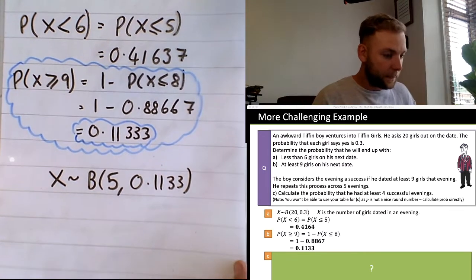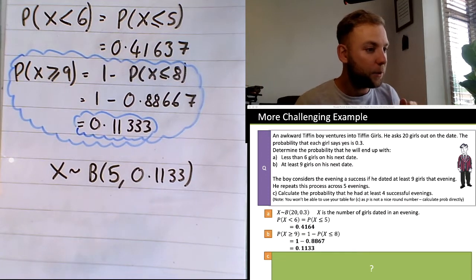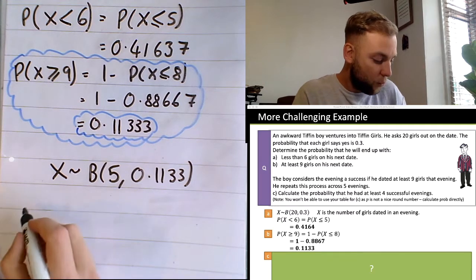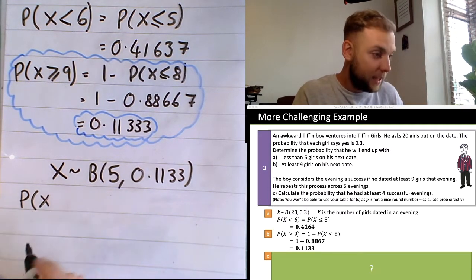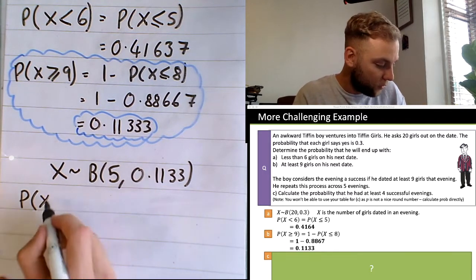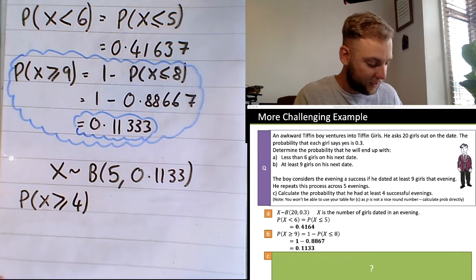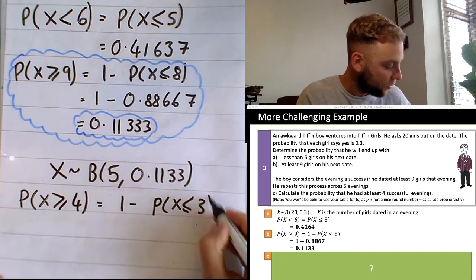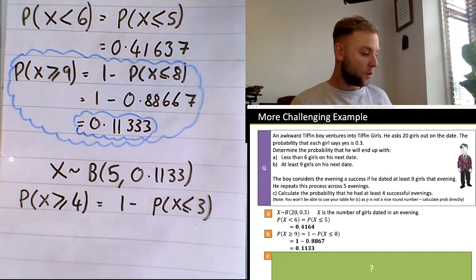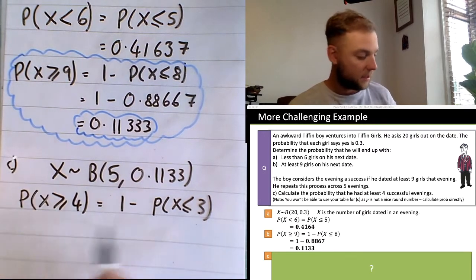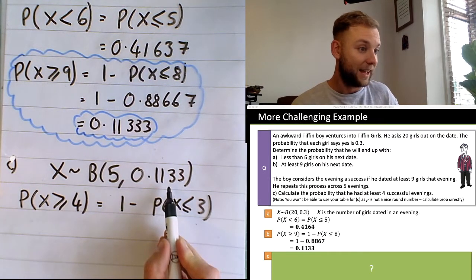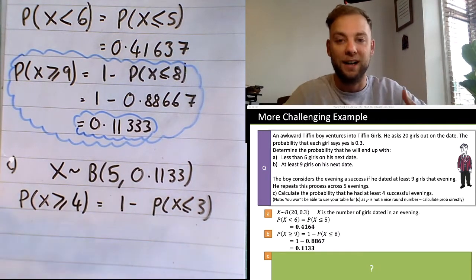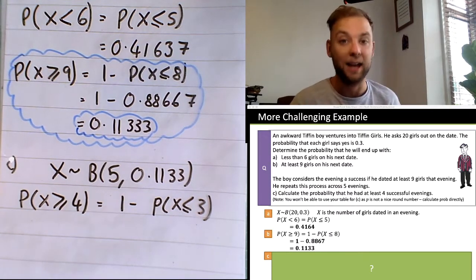Okay, so the next part he says, calculate the probability he has had at least 4 successful evenings. So we want to work out the probability that he has at least 4, greater than or equal to 4 on his 5 nights, which we know is the same as saying 1 minus the probability that x is less than or equal to 3. So here, part C, this is the probability that he is successful, in which case he's dated 9 girls, but he's doing that over 5 nights. That is tricky to spot.